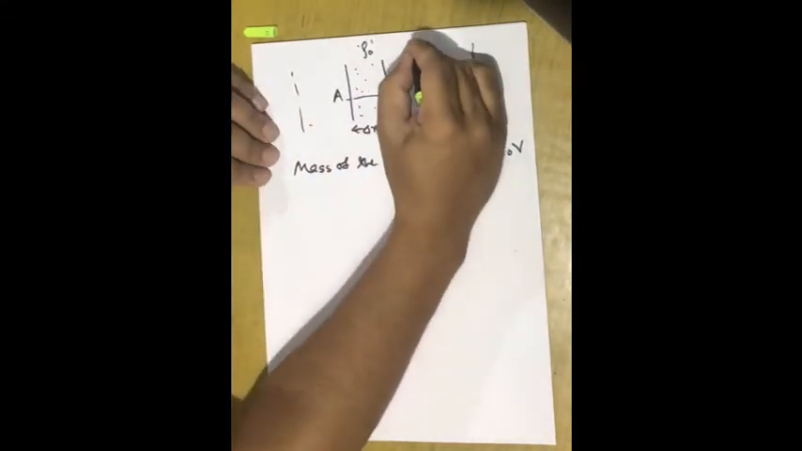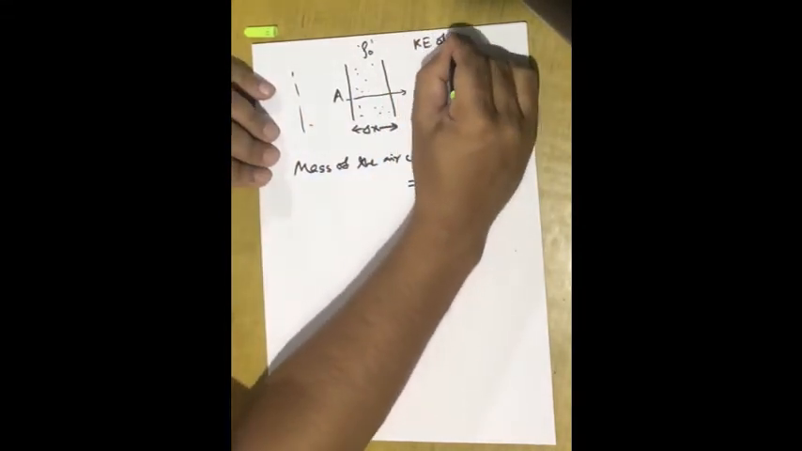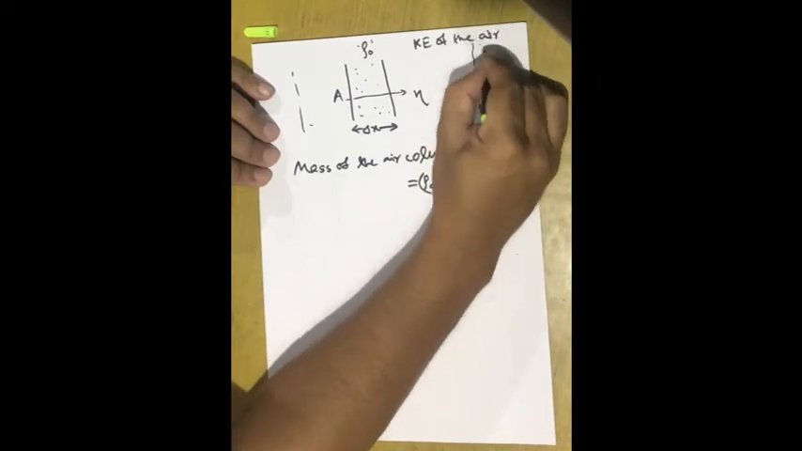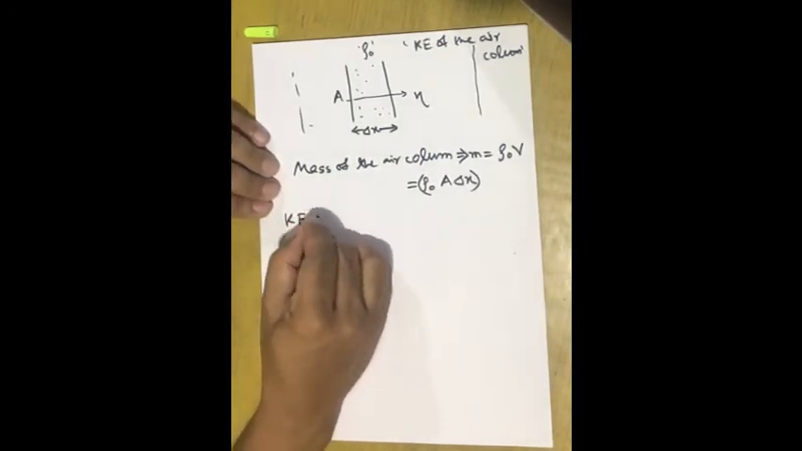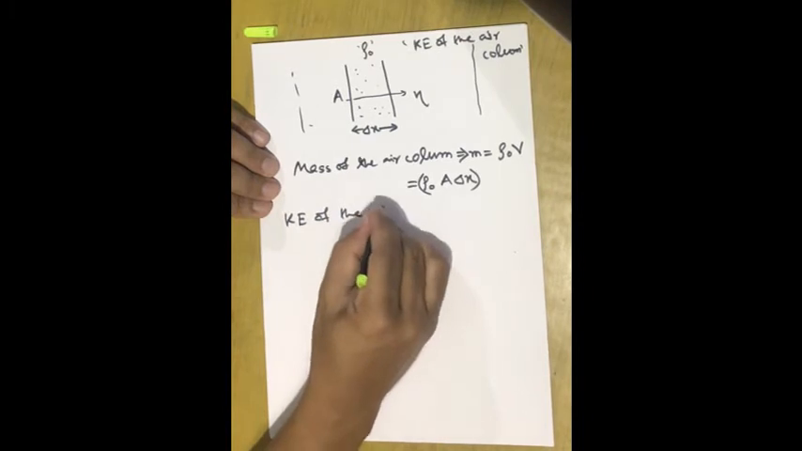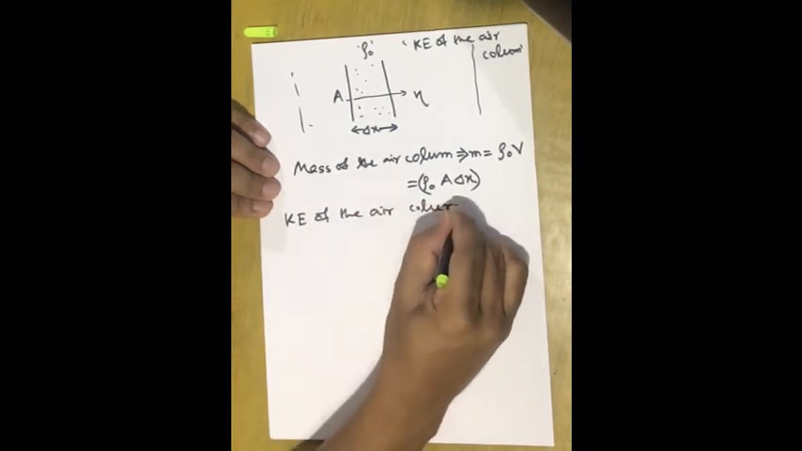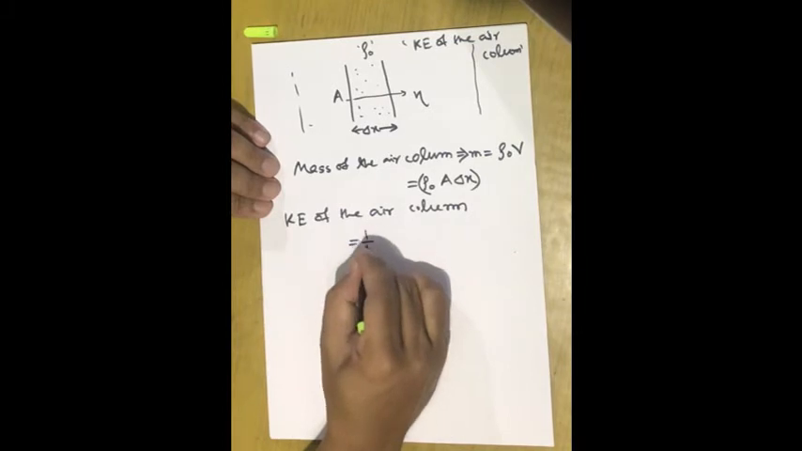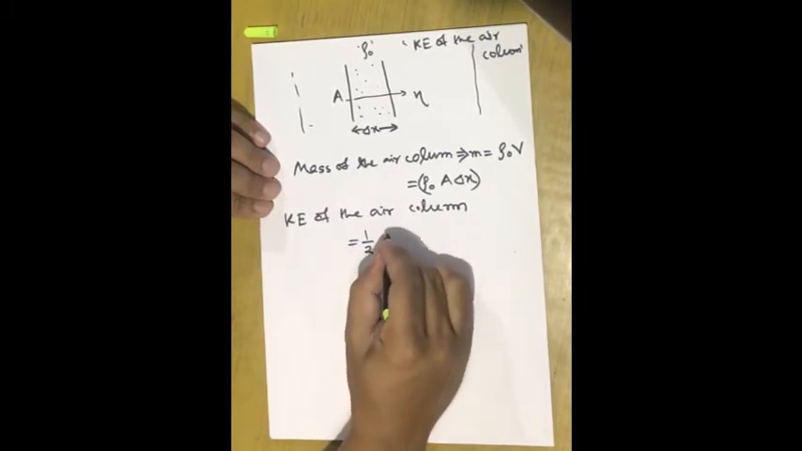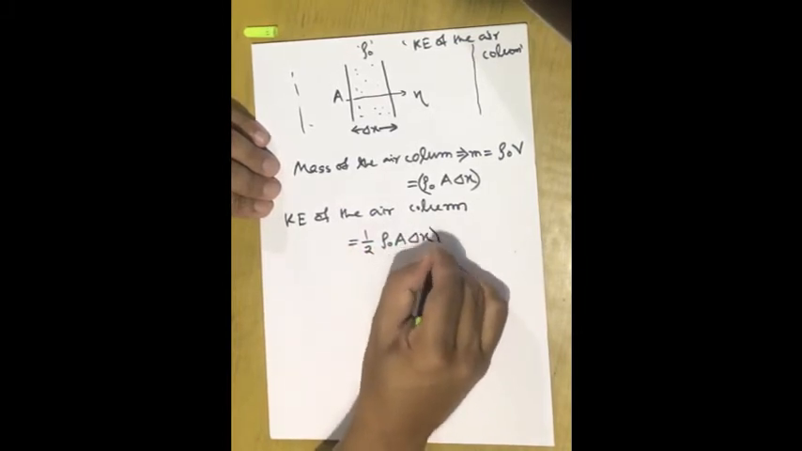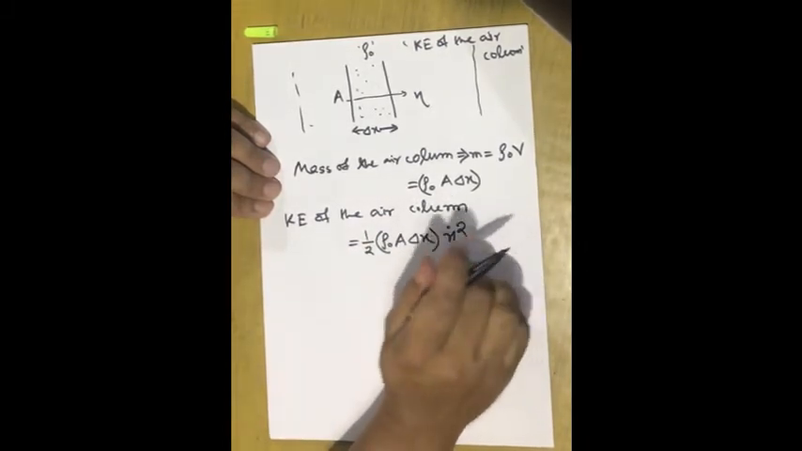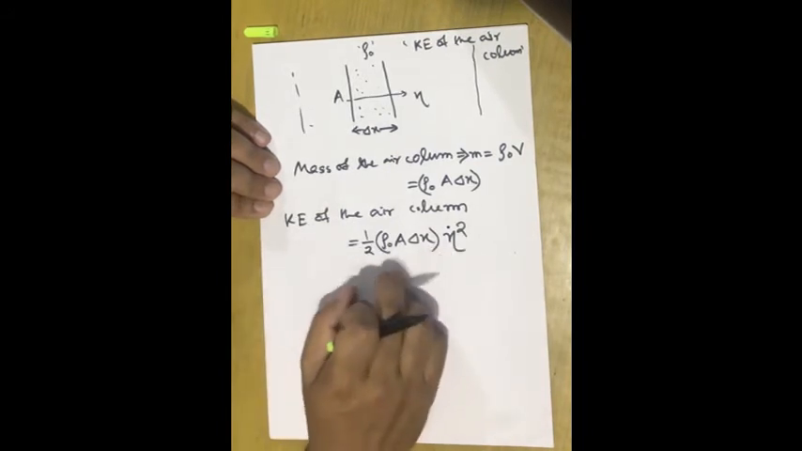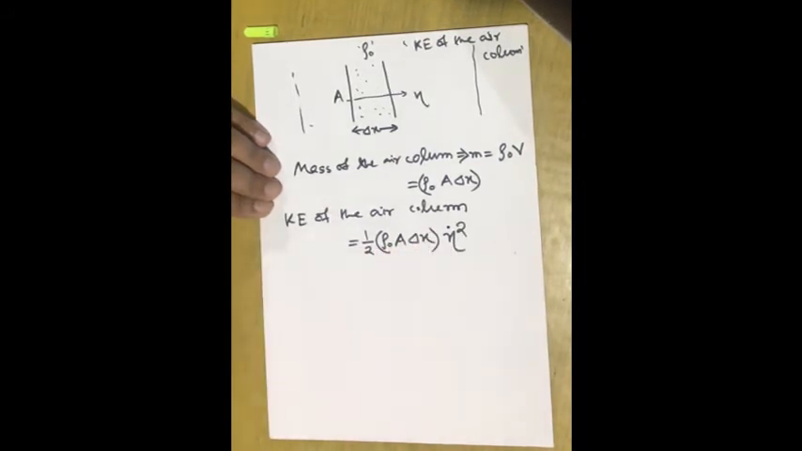This is the mass of the air column, and here we are going to calculate the kinetic energy of the air column. The kinetic energy is given by half into mass, which is rho naught A delta x, and its velocity is eta dot. Eta dot represents the velocity. So half m v square is half rho naught A delta x into eta dot square.